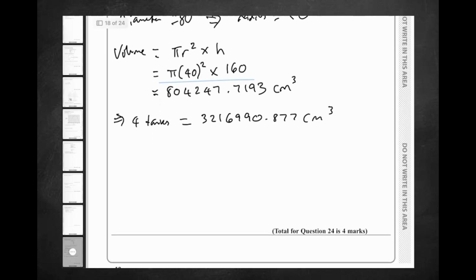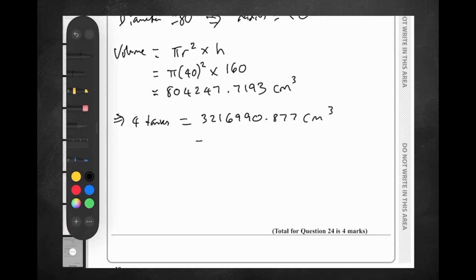Then we need to convert that to liters, and we are told in the question that 1 liter is 1,000 centimeters cubed. So let's divide by 1,000. Still got the number on my calculator, so dividing by 1,000 gets us 3216.990877 liters.